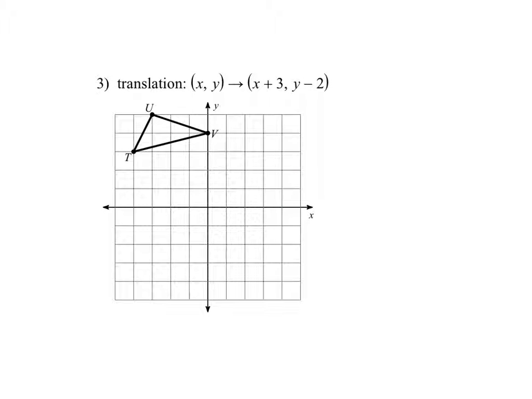The next one is another way of writing it. It's moving to the positive side, so that means it's moving right 3. So for every X, I'm adding 3, and for every Y, I'm subtracting 2, so it's moving 2 down. So U is going to move 1, 2, 3, and then 1 and 2 down. So this is U prime. V is going to move 1, 2, 3, and then 1 and 2. So V is going to be here, and then T is 1, 2, 3, and then 1 and 2. So that's T prime. Now I have my triangle right there. So every point is going to move that amount.